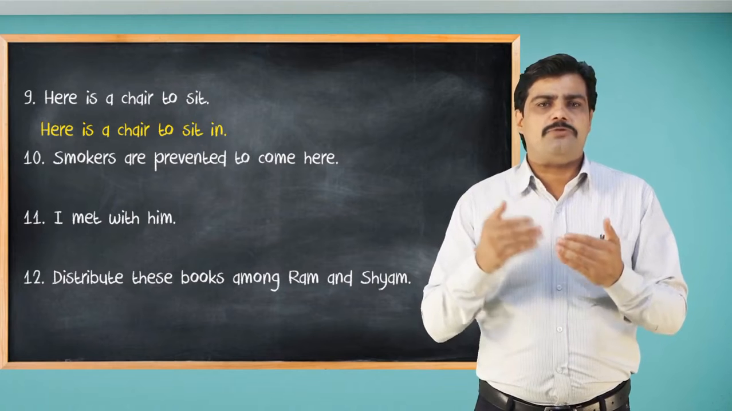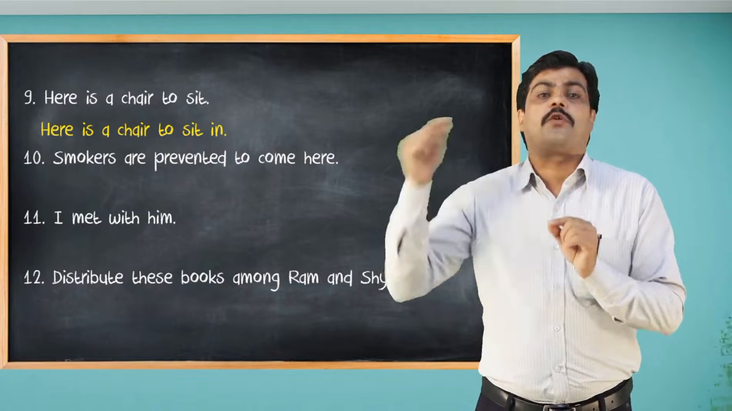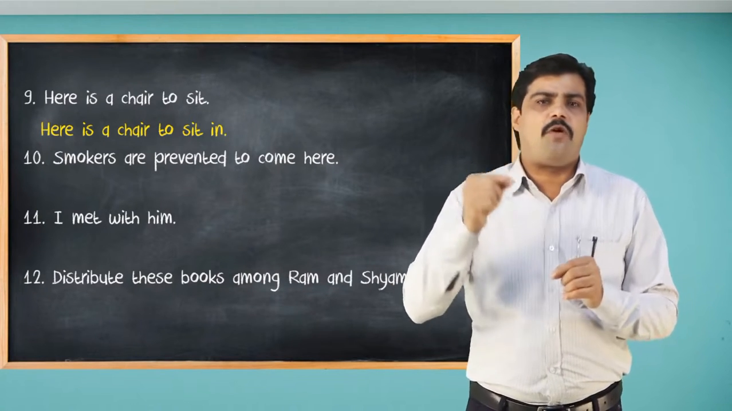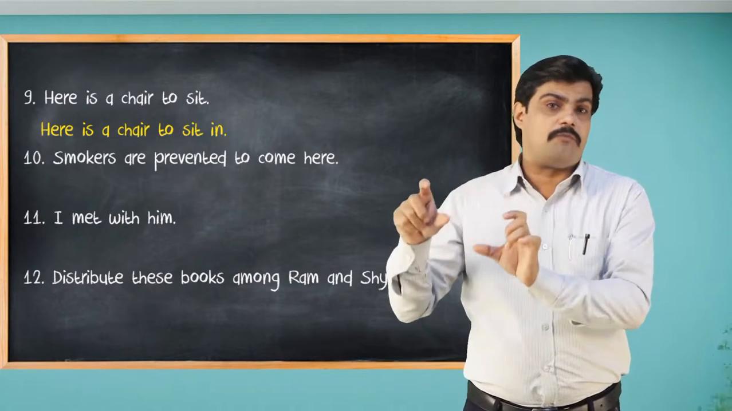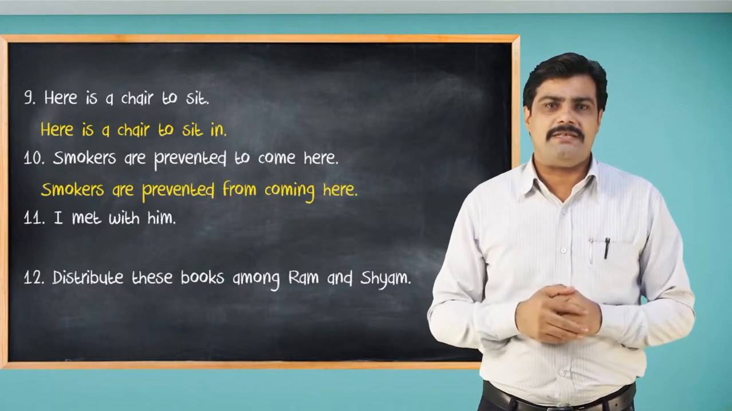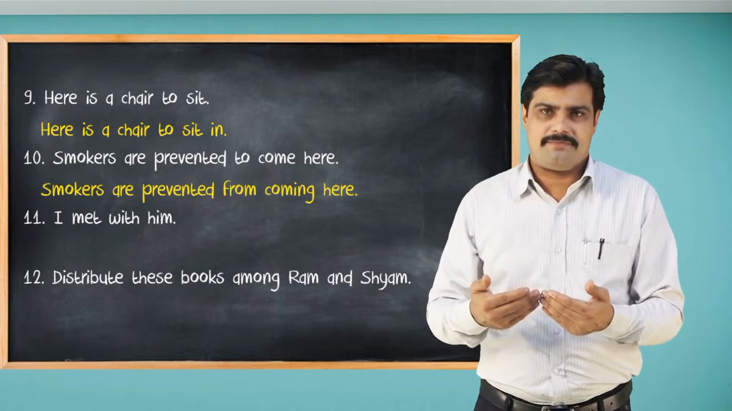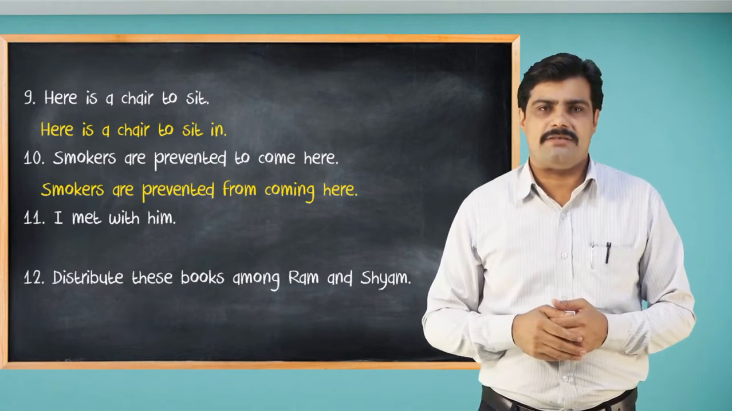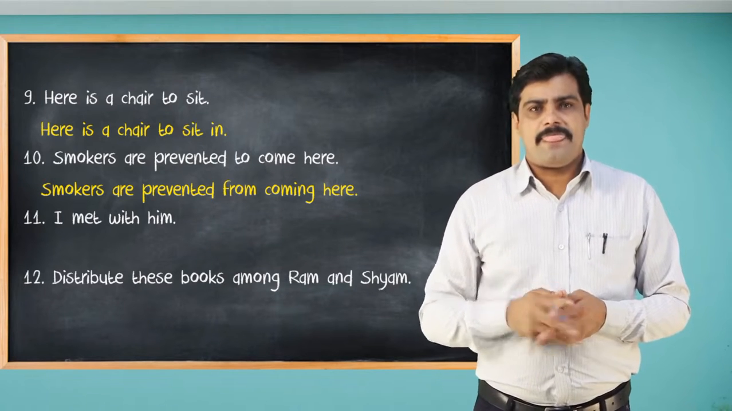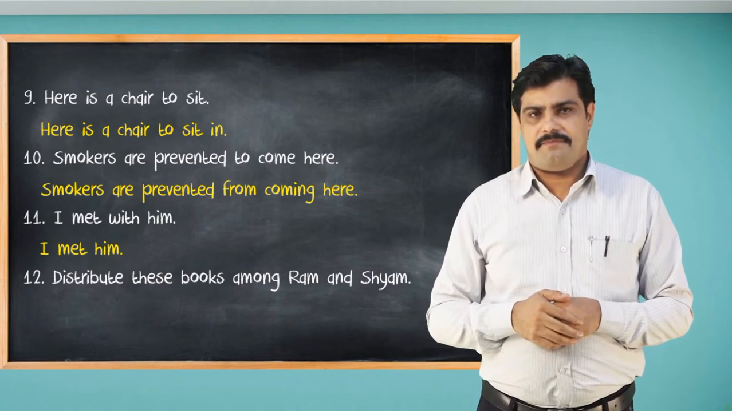Smokers are prevented to come here. Now erase to and use from because the verb prevent takes from and a gerund form after it, that means the ing form after it. That is also a point. So say this sentence, smokers are prevented from coming here. So 2 modifications are required in this sentence. Let's take another one. I met with him. Now here erase with and say I met him.